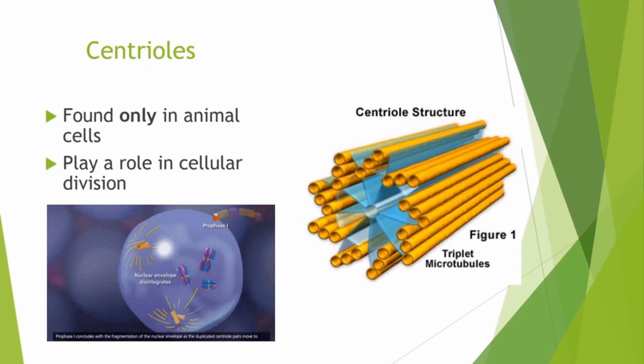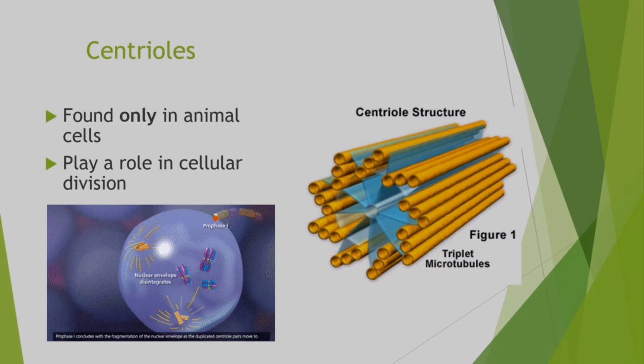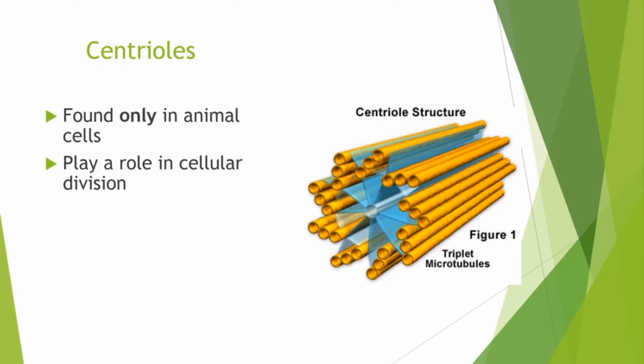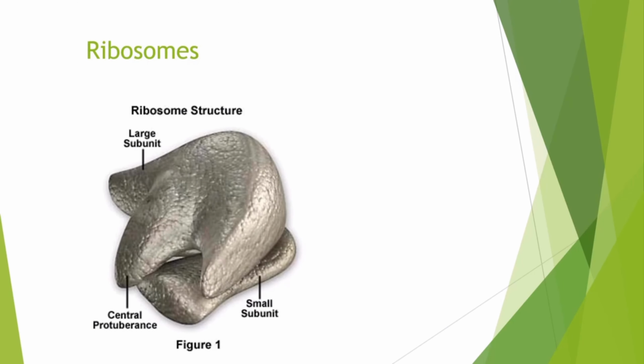Centrioles are found only in animal cells and they play a role in cellular division. Ribosomes are protein factories of the cell.